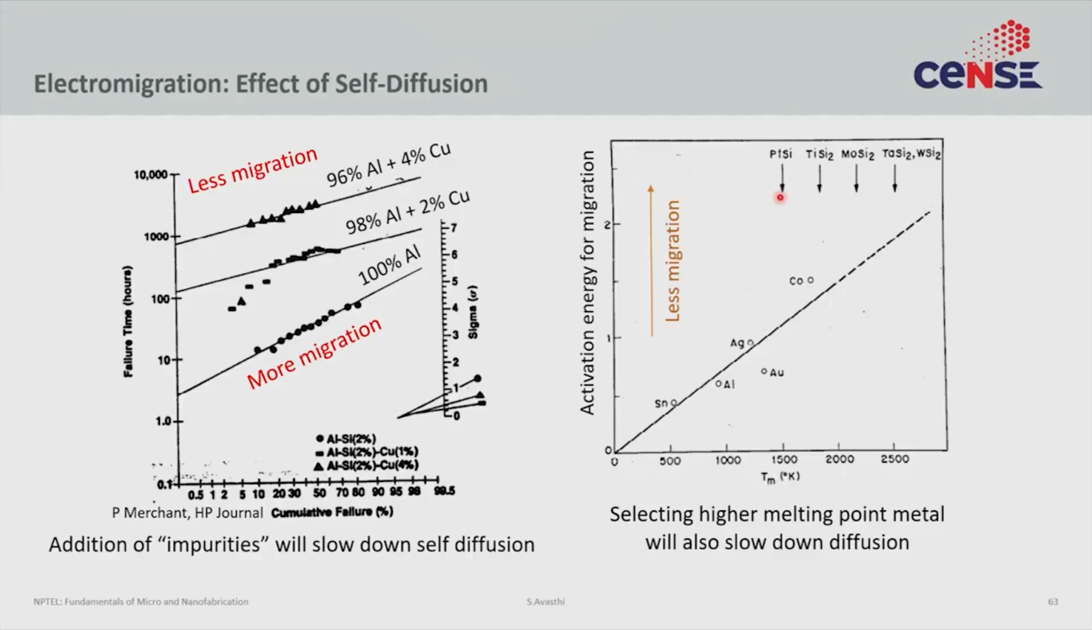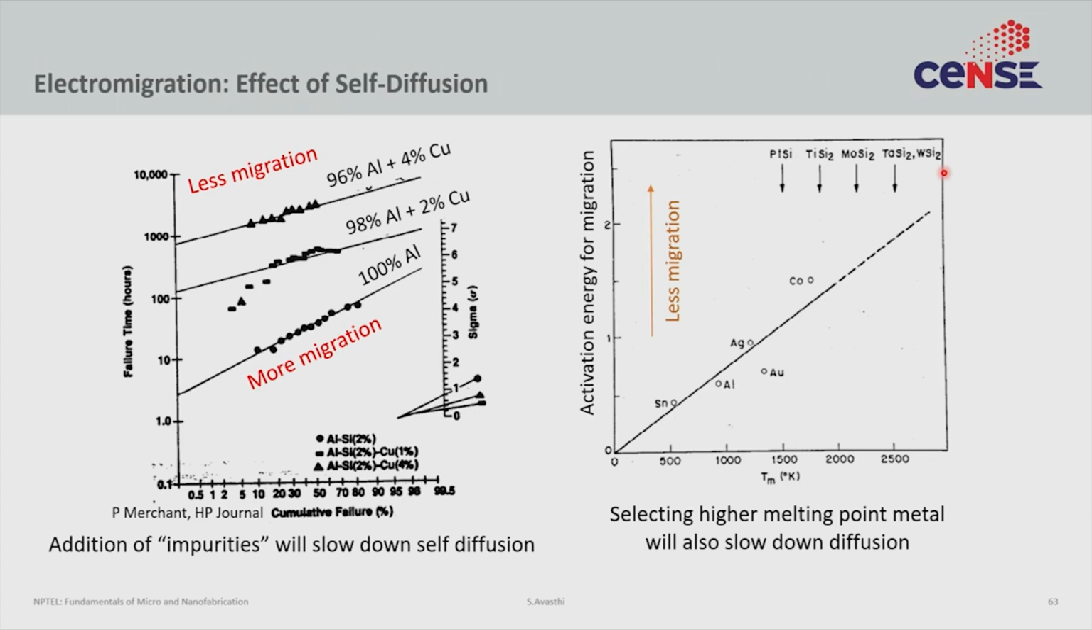So, platinum silicide, tungsten silicide, molybdenum, tantalum silicide and tungsten silicide, they also tend to be very high melting materials, as we discussed in the table before, I think in the previous lecture. So, these silicides are actually much better for reliability, not for conductivity, because they have much higher activation energies for migration.